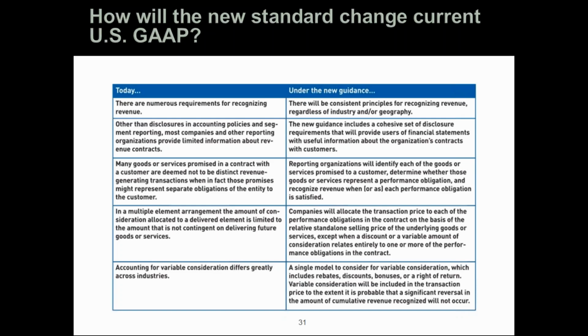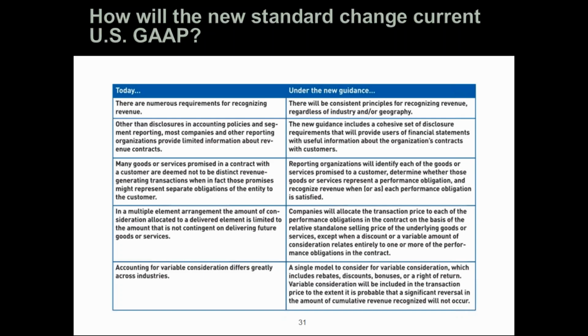Many goods or services performed in a contract with a customer are deemed to not be distinct under today's standards. With the new guidance, you're really going to have to look into performance obligations, breaking those out, and allocating the transaction price among the various performance obligations.